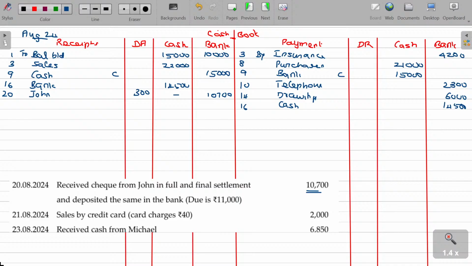Clear? 21st, sales by credit card. Card charges 40 rupees. Now, how can you record? On 21st, there is a sale of 2,000 rupees. Sales by credit card means the amount will always be credited in the bank account, the value being 2,000. Immediately bank charges 40 rupees separately. Bank charges is a payment, 40 rupees.